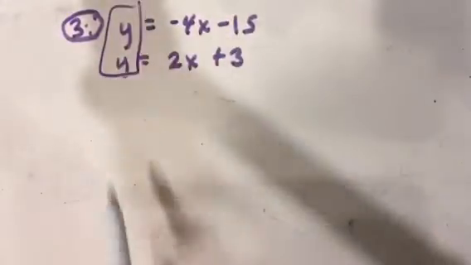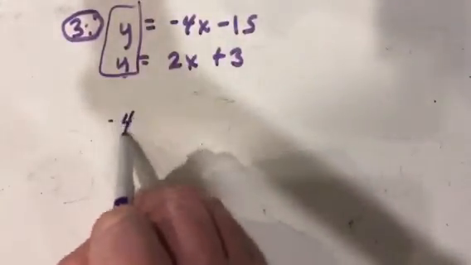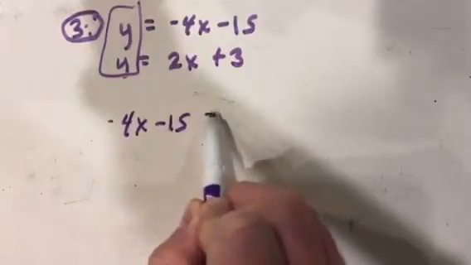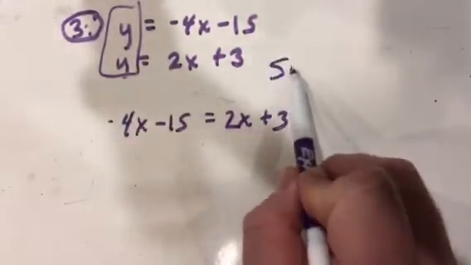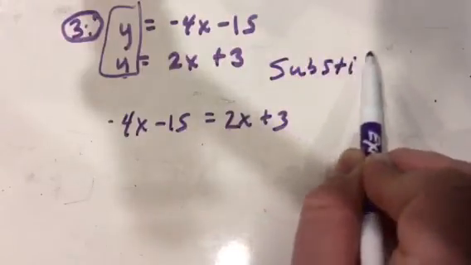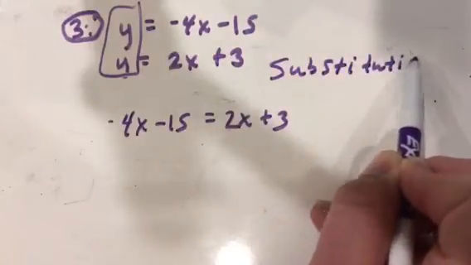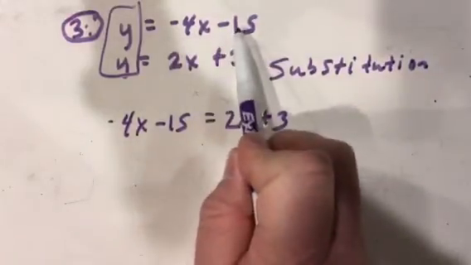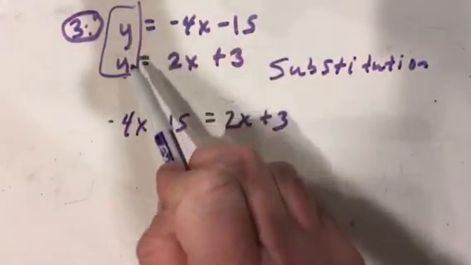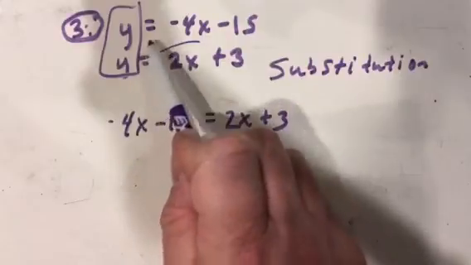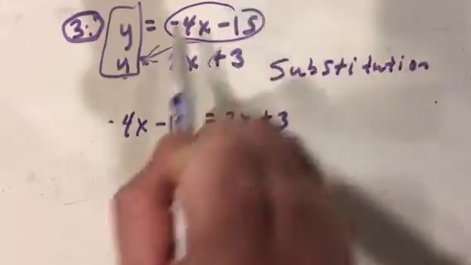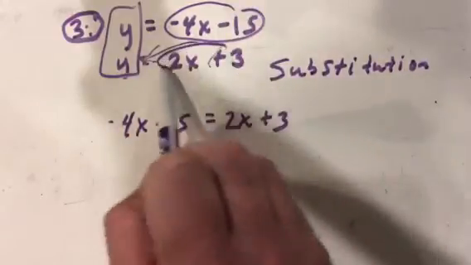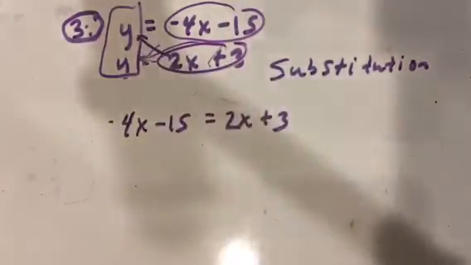I would remember that if two things equal y, then they have to equal each other. So take out the middleman. This is substitution. Because what you're really doing is you're putting -4x minus 15 in here for y. You're putting this whole thing in for y. Or you can think of it as putting this whole thing in for y. Doesn't matter which way you want to think about it, but you're substituting for y.